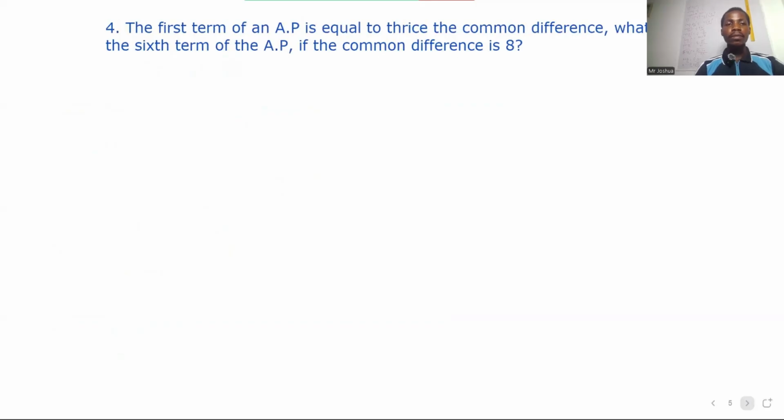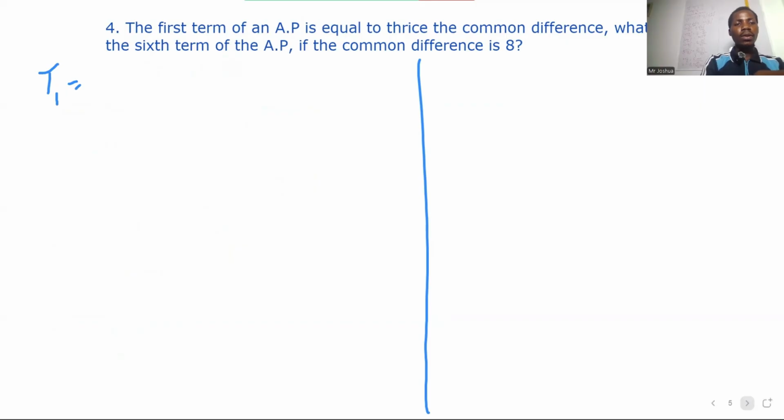We're almost done. This question says the first term of an AP is equal to thrice the common difference. That means T1 equals A. Just to be on the safer side, I use both letters to represent it, so we can use any of the letters depending on the question. It is equal to thrice the common difference. What is the sixth term of the AP?